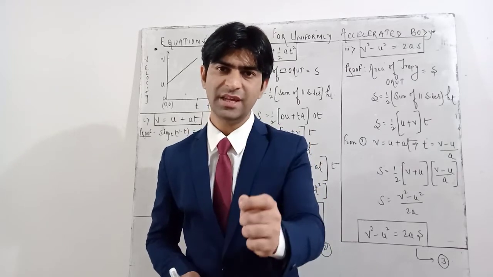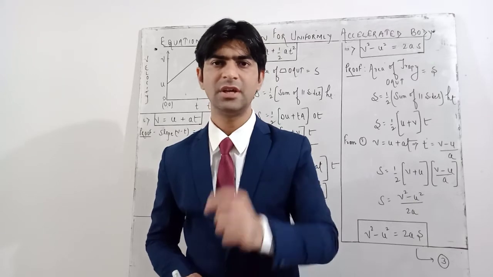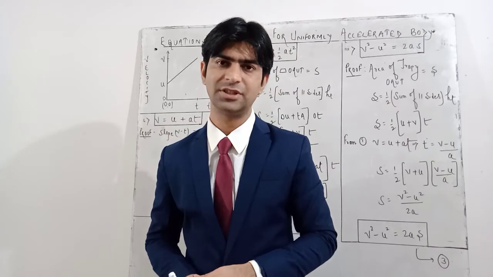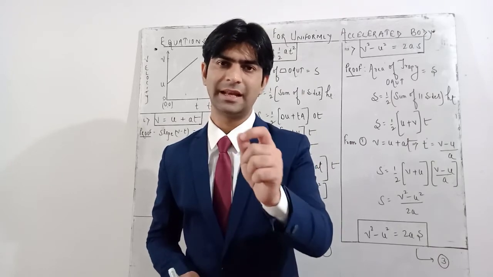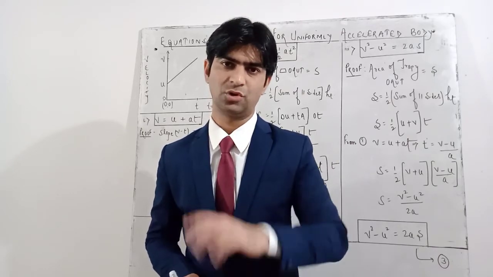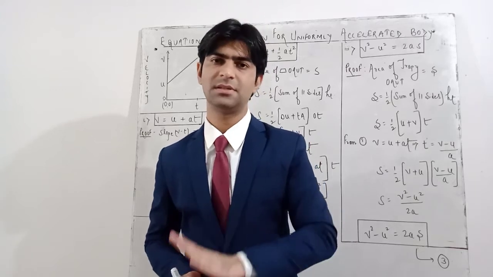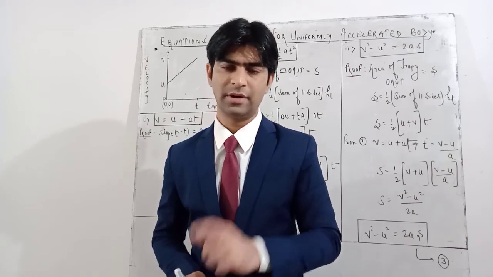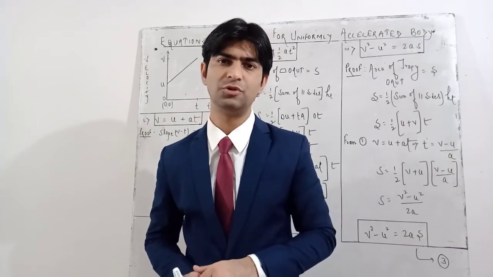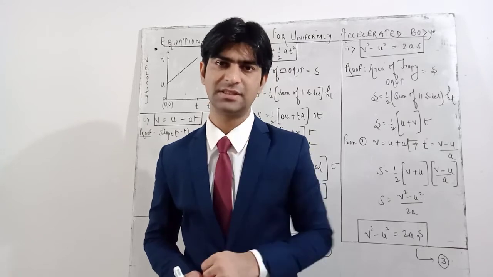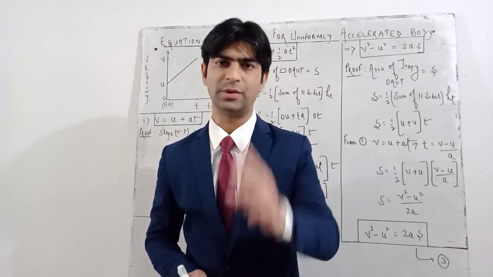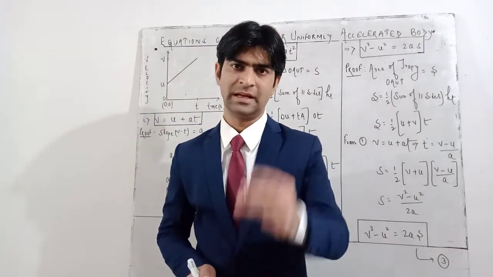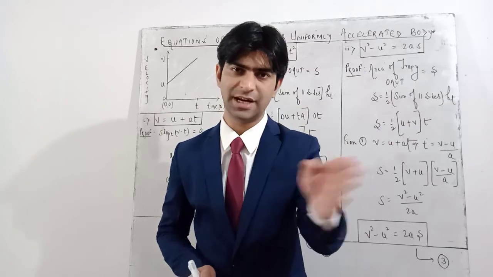Here the symbols will have their usual meaning. V stands for final velocity, U stands for initial velocity, A stands for constant acceleration, T stands for time, and S stands for displacement. So don't get confused in these symbols. These are the fixed symbols. The first equation is V = U + AT. The second equation is S = ut + half at square, and the third equation is v square minus u square equals 2as. These are the three equations that we are going to derive one by one.